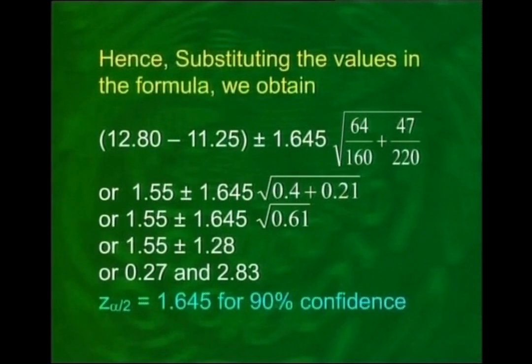Applying all these values in the formula, we obtain the lower limit as 0.27 and the upper limit as 2.83. Of course, in this formula, we have put Z alpha by 2 is equal to 1.645 because we are interested in a 90% confidence interval. Students, aapne dekha ke is waqt hamara jo interval aaya hai, uski lower limit hai 0.27 aur upper limit hai 2.83. Ab isko hum kis tarah se interpret karenge?